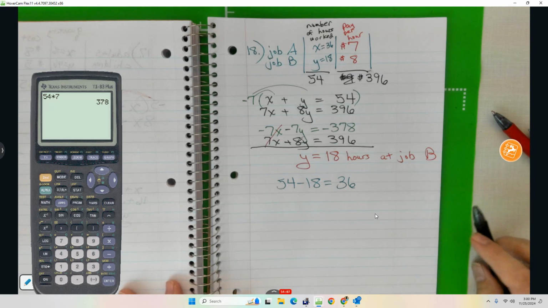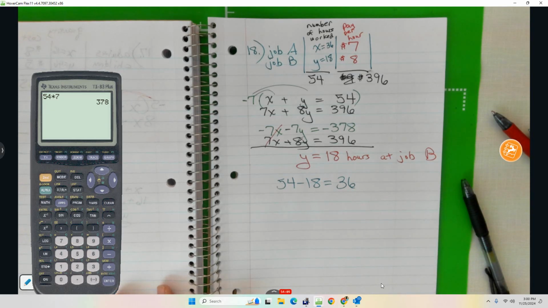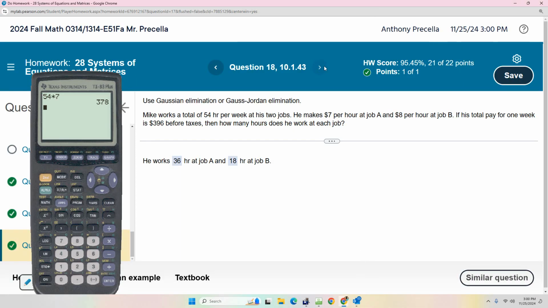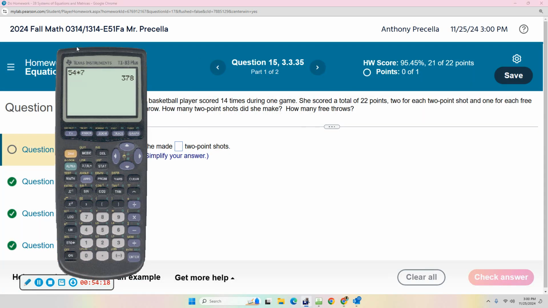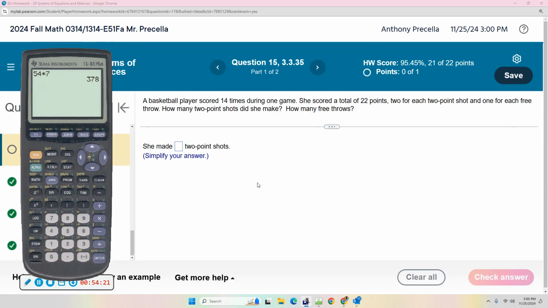Okay? Now we'll go back to number, is it 15? That must be 15. There's nothing wrong with 15. I just didn't like the wording here. A basketball player scored 14 times during one game. She scored a total of 22 points. She got 2 points for each 2-point shot and 1 point for each 1-point shot. In other words, for each free throw. So, how many 2-point shots did she make? How many free throws did she make? This is number 15.